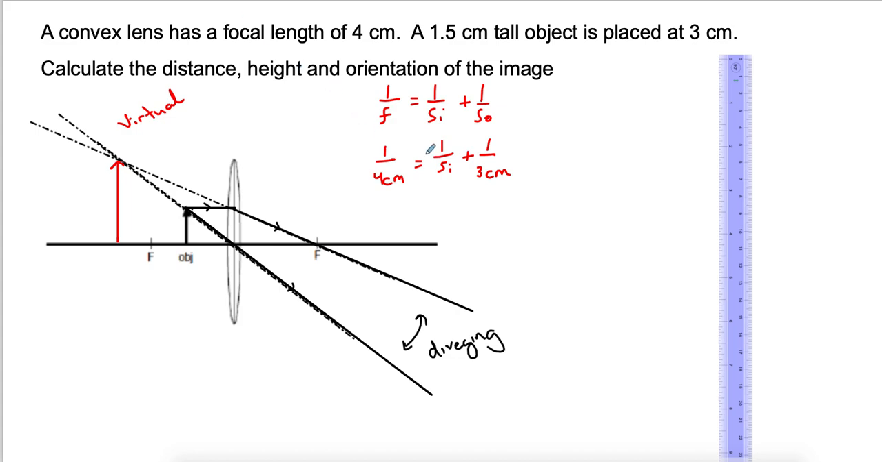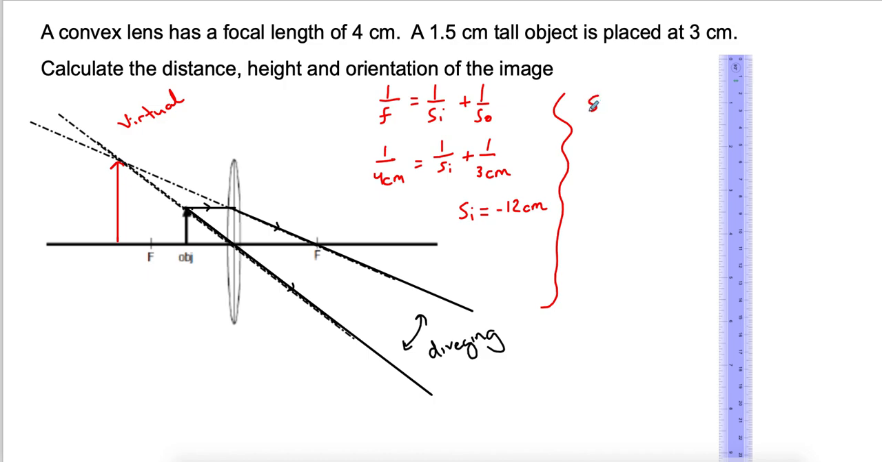and you look at your answer, the answer works out to be negative 12 centimeters. The negative implies that it's on the same side as our object and further away from the lens.